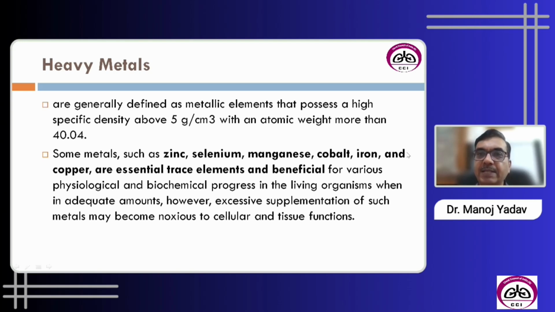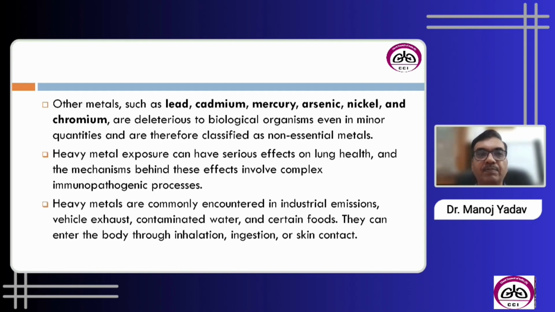Heavy metals are generally defined as metallic elements that possess a high specific density above 5 grams per cubic centimeter, with an atomic weight more than 40.04. Some metals such as zinc, selenium, manganese, cobalt, iron, and copper are essential trace elements and beneficial for various physiological and biochemical processes in living organisms when in adequate amount. However, excessive supplementation of such metals may become noxious to cellular and tissue functions. Other metals such as lead, cadmium, mercury, arsenic, nickel, and chromium are deleterious to biological organisms even in minor quantities and are therefore classified as non-essential metals.